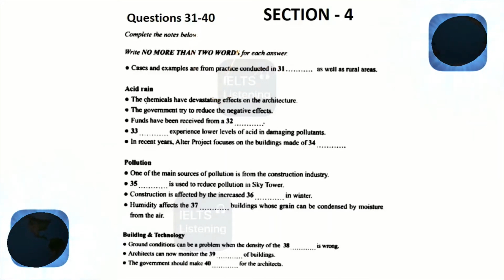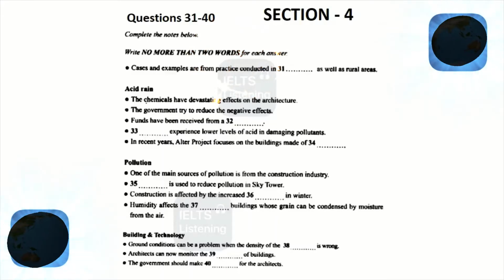It is interesting to look at the studies that have been carried out into the effects of acid rain at varying altitudes. Research has shown that there are lower levels of acid in the damaging pollutants at higher altitudes, meaning that skyscrapers are much less vulnerable to the negative effects, as they are exposed to acid rain with far lower levels of damaging pollutants.